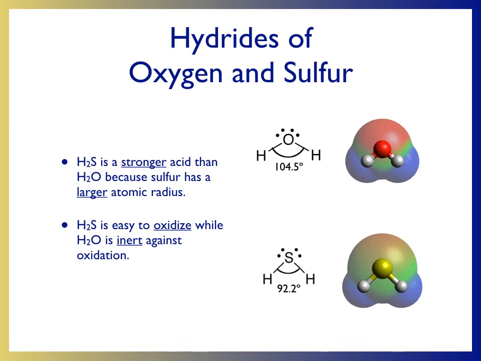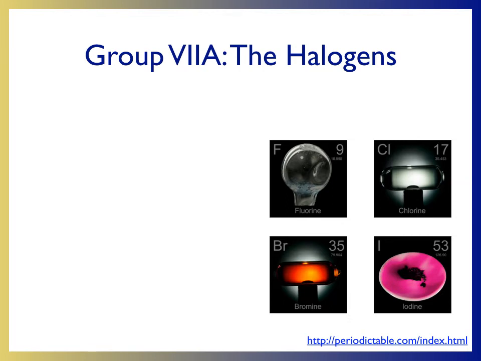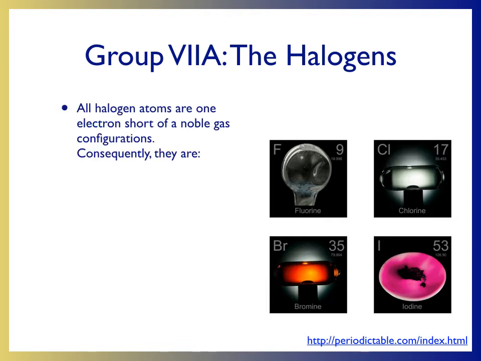Now that we've discussed oxygen and sulfur, let's take a look at perhaps the most interesting group in the periodic table, the halogens, which is group 7A. The halogens are pretty interesting for one main reason. All halogens are one electron away from having a complete octet. Therefore, they react relatively spectacularly to get that extra electron.